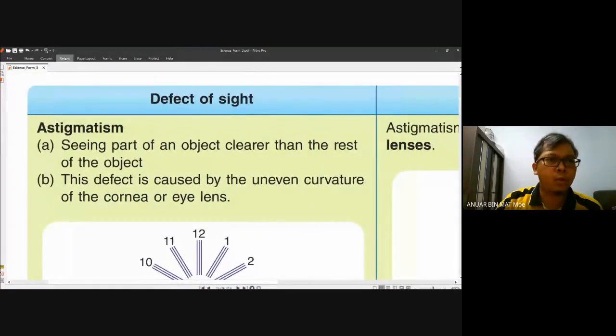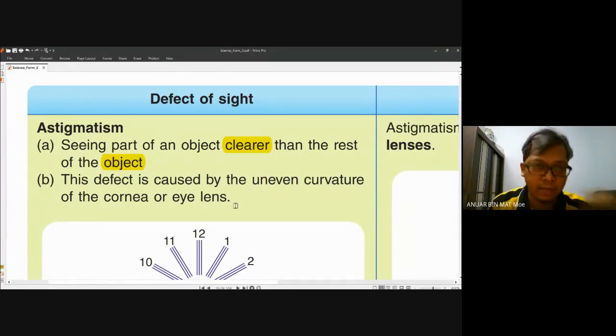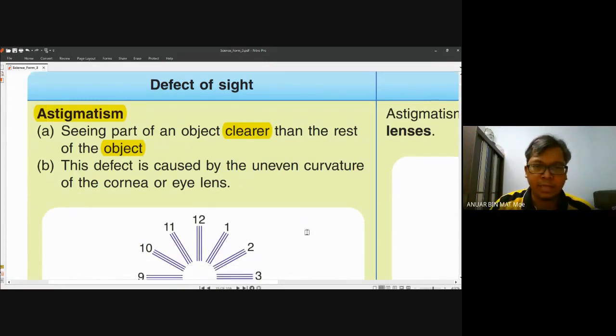Astigmatism. What happens in astigmatism? Seeing a part of an object clearer than the rest of the object. This one is also a defect in the eye. There are many types of defects, but in Form 3, you need to understand these three defects only: short-sightedness, long-sightedness, and astigmatism.